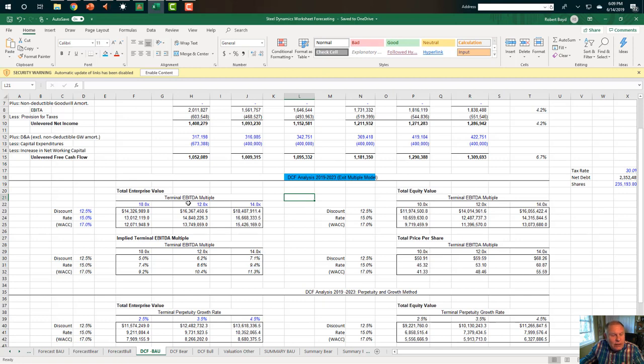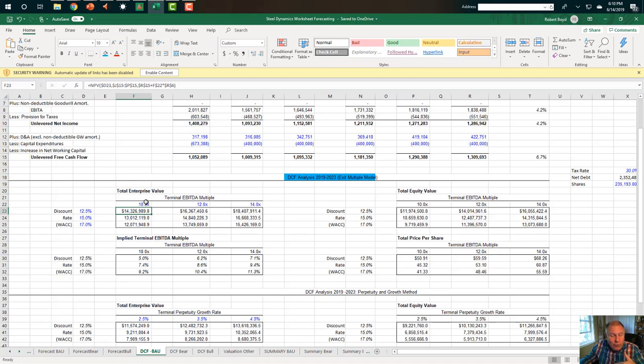So what we'll look at is, in this case, I've selected anything in the light blue you can change. At 10, that at the end of the period it would be sold for 10 times EBITDA, 12 times EBITDA, 14 times EBITDA. Okay? And then I picked my discount rate, and I used 12.5, 15, and 17. This is an input. And what it does is this computes the net present value of this income stream here and the value of this at the end of the period times the multiple.